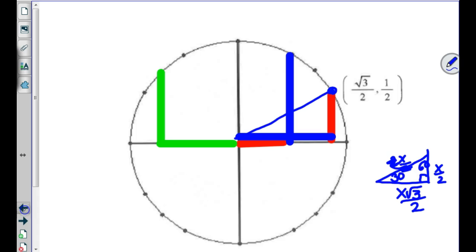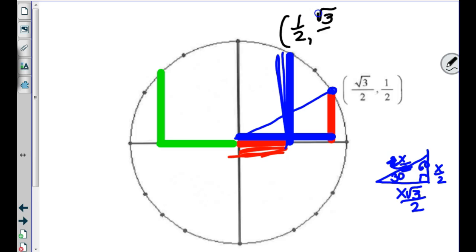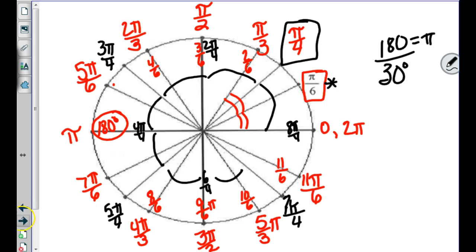All right. Going back here, when I do the 60, I'm going over less and up more, right? So I am going over the 1/2 and up the square root of 3 over 2. So now I go around and do those 4. Where are those 4?